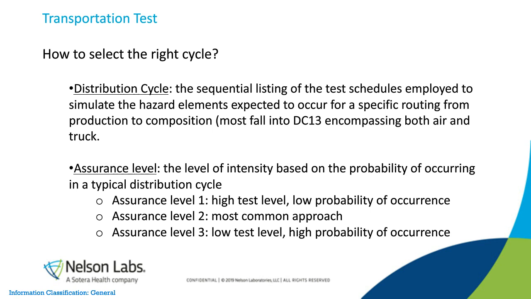You may also want to test to a higher intensity to see if you can reduce your protective packaging. If you pass the more stringent cycle with less protective packaging, then that also gives you a greater confidence and a greater assurance of success in the field. Assurance level 2 is the most common because everybody just likes the middle ground, but you should be prepared to justify whatever assurance level you choose.